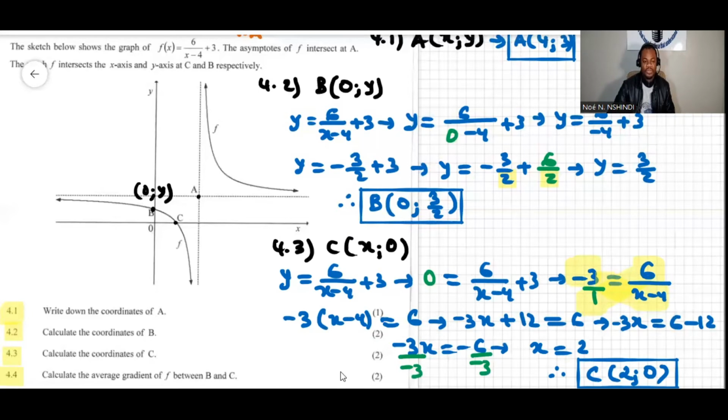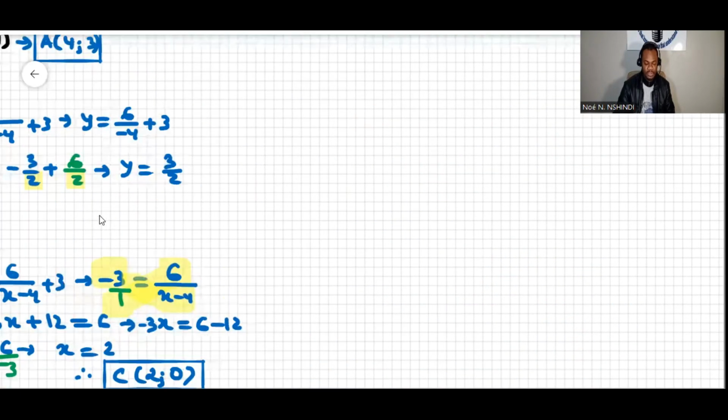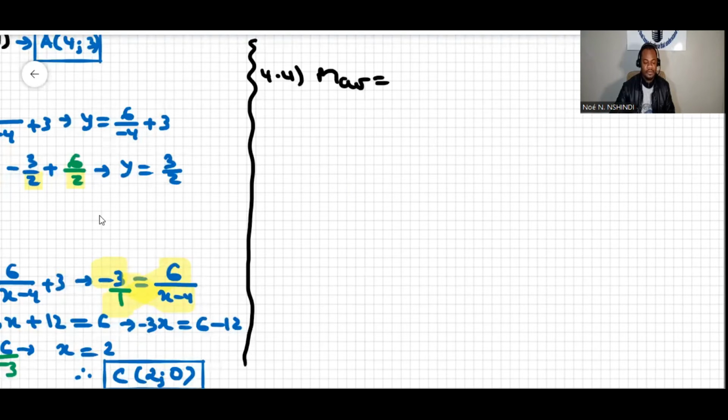What we call the average gradient is like assuming that between two points this was a straight line, and then we work out the gradient in order to solve this. Let me just move my board over here. I'm going to write here 4.4, the average gradient M_Av.